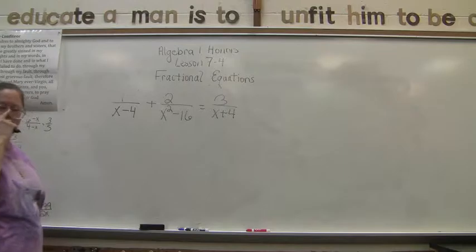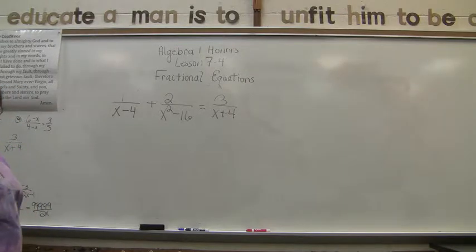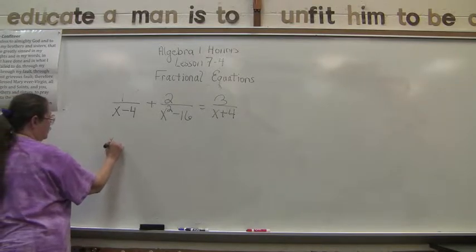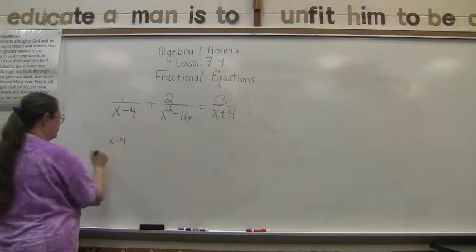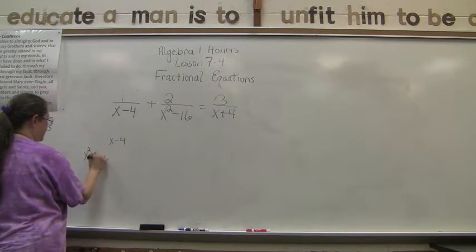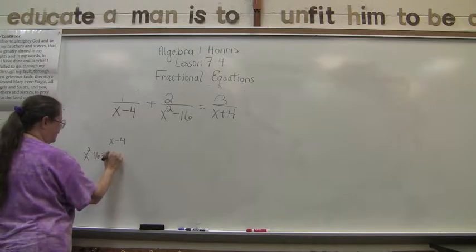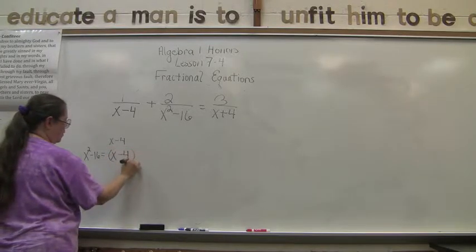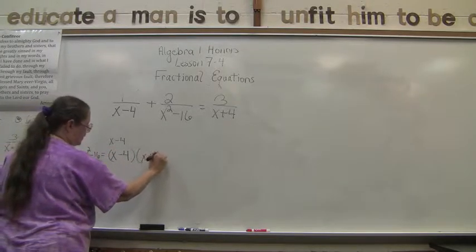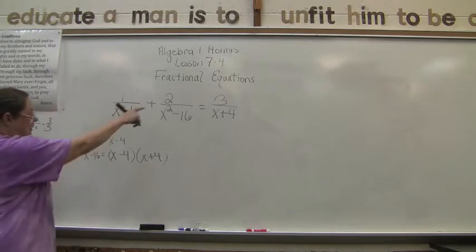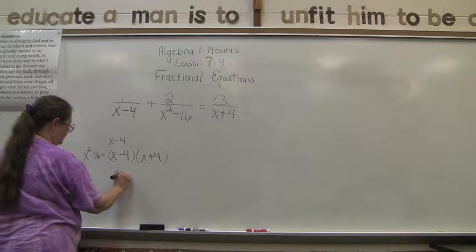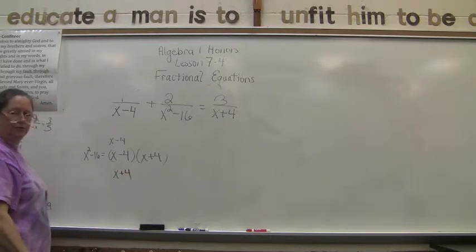Okay, slightly more complicated. Same solution steps though. First we find our least common denominator. Well, x minus 4, that one's factored. I can't factor that one any further. This one though, x squared minus 16, I can factor into x minus 4 times x plus 4. It's the difference of perfect squares. And then x plus 4, well, can't factor that one any further.